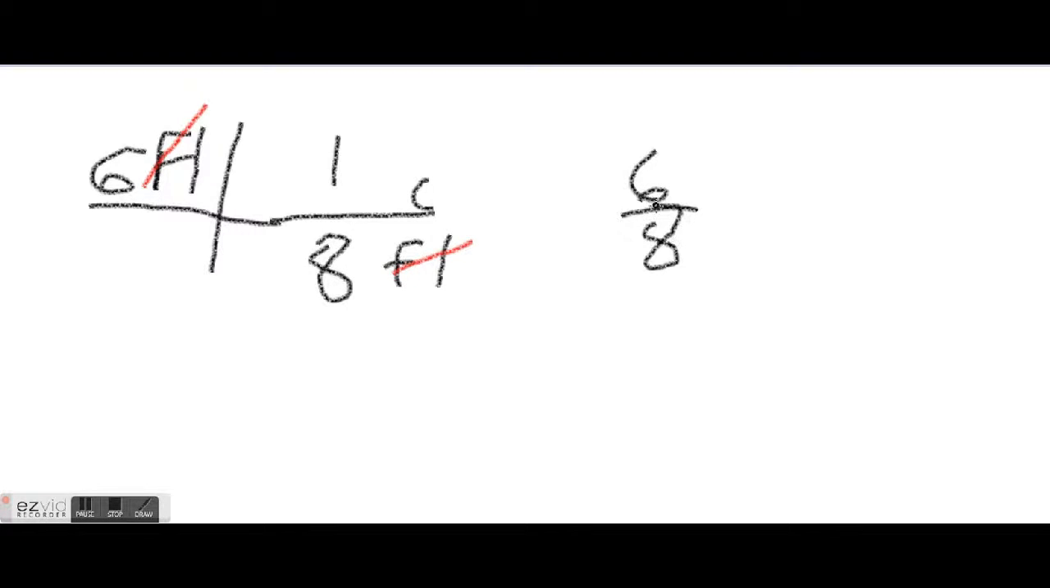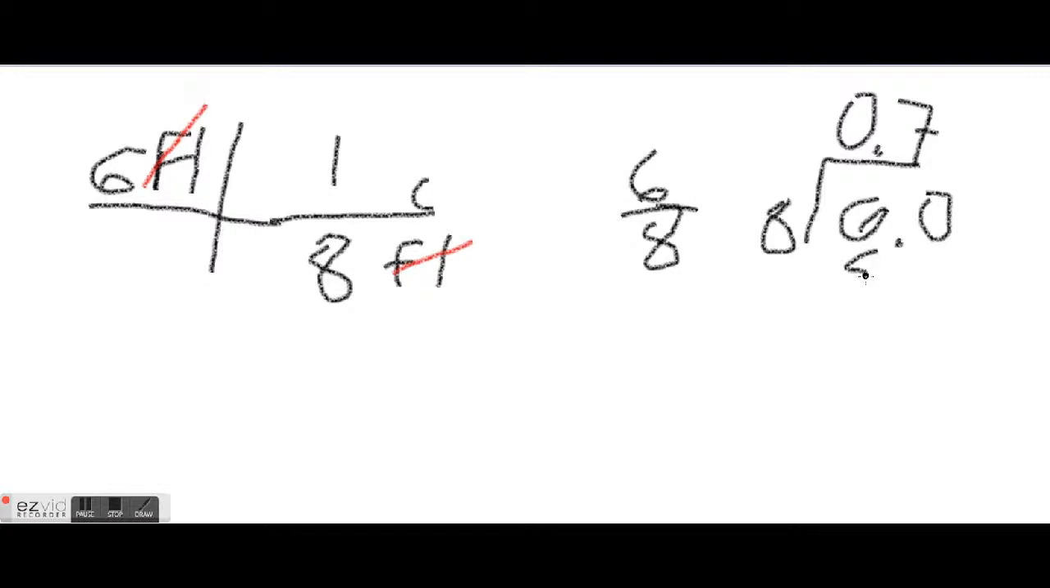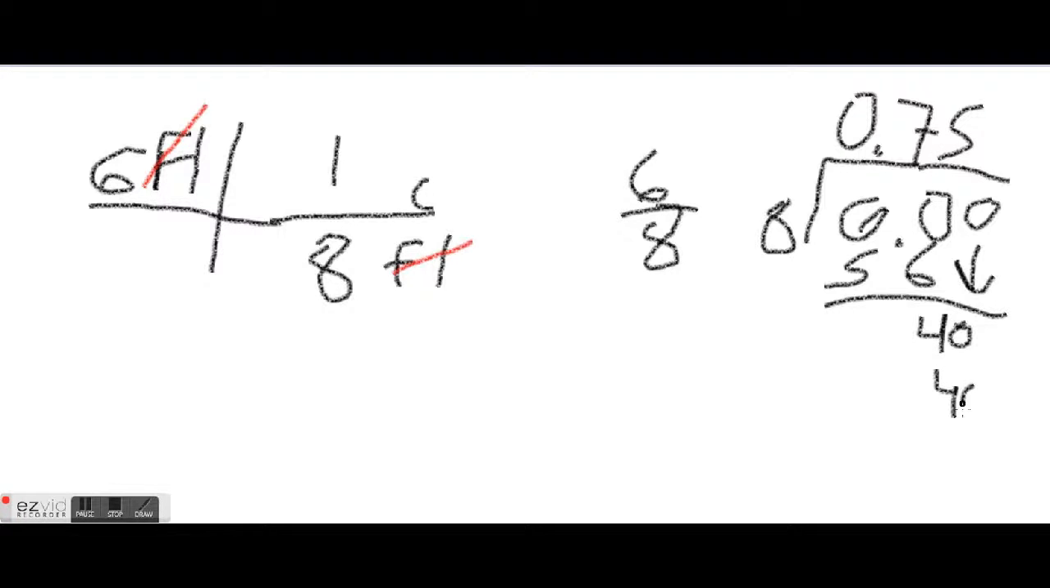6 over 8, when we divide, we get 8 into 6. 8 goes into 6, it doesn't go, so we have to add our decimals. 7, 56, 60 minus 56 is 4. Right, we're going to have an infinite amount of zeros because we're dealing with decimals. Bring down the 0. 8 times 5 is 40. So our answer is 0.75 what? Cups.